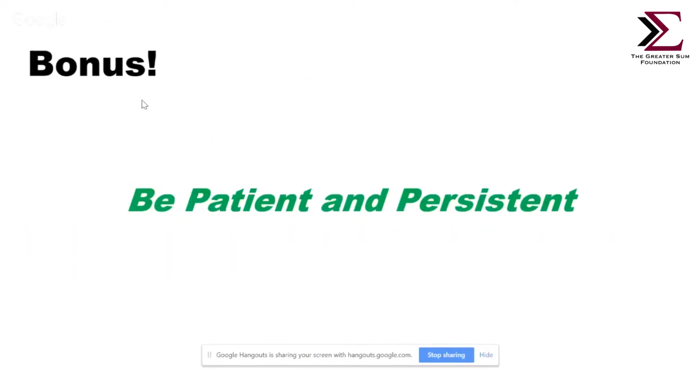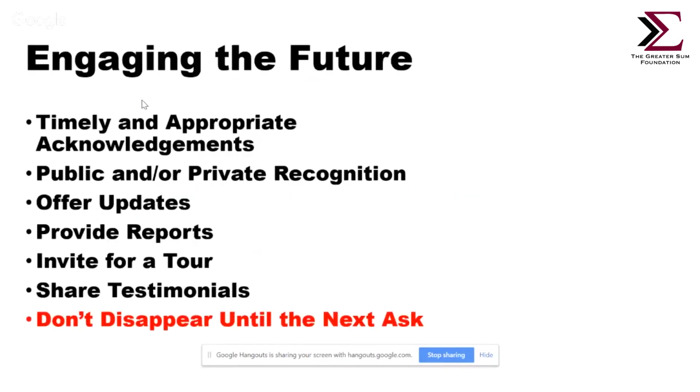The sixth step is be patient and be persistent. You have people, they may need some time. They need to feel comfortable and confident, not only in your organization, but in themselves as a donor, right? So you've got to be patient with them, and you sometimes need to be persistent, especially with people at the top of your prospect grid.